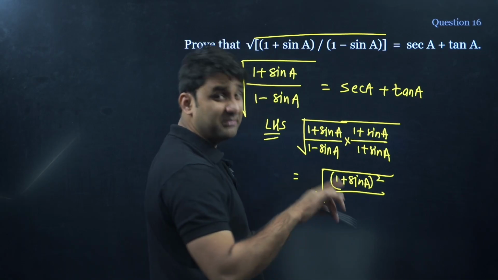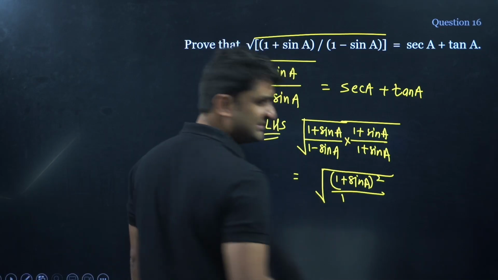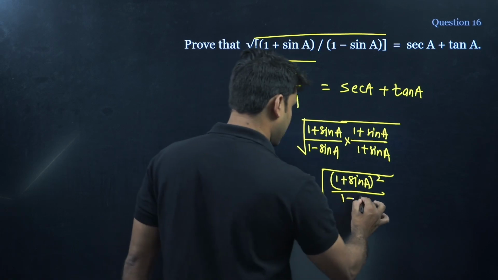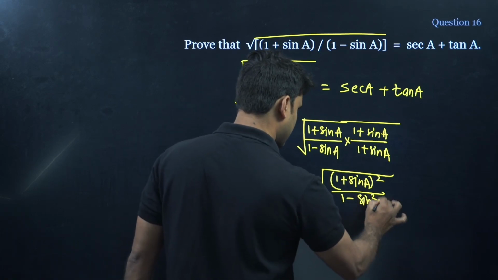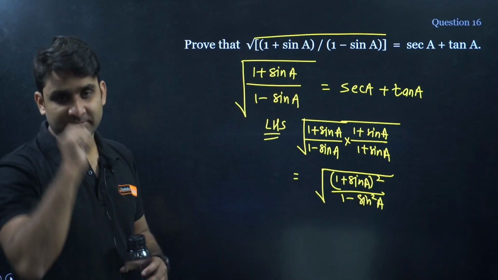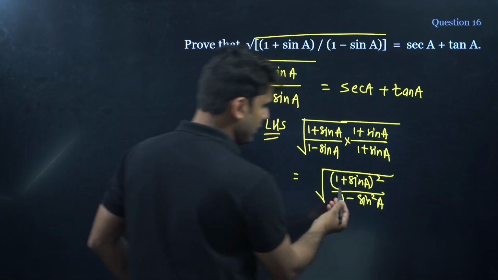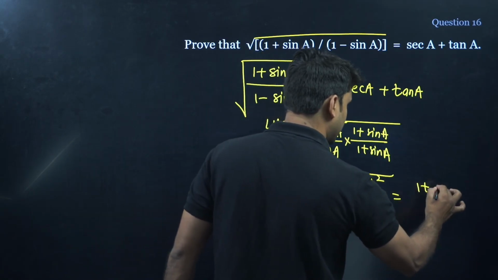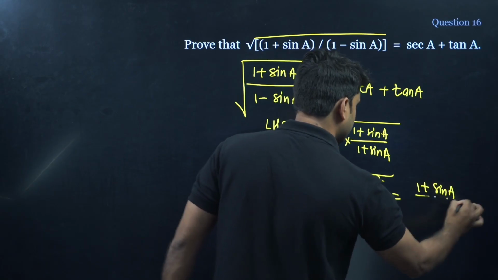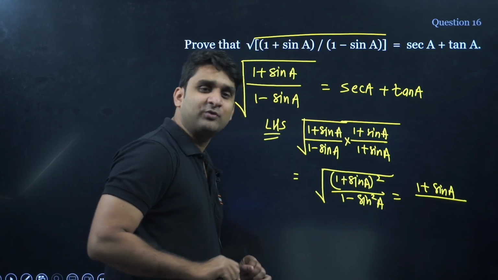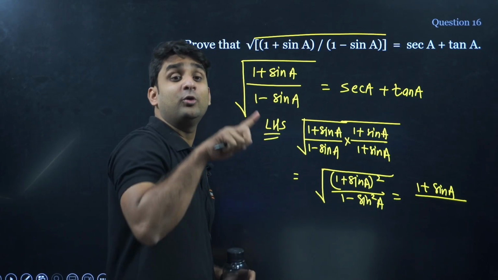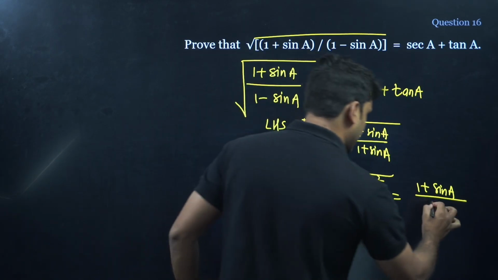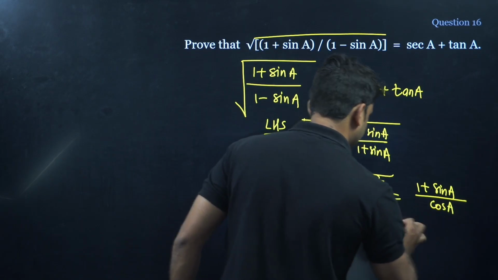So this is A plus B, A minus B. And this is an identity. A plus B, A minus B, A square minus B square. So 1 square will be 1 minus sin square A. Clear? Now, 1 plus sin A whole square, that is under root. So root will be removed: 1 plus sin A. And here we have 1 minus sin square A. 1 minus sin square A is equal to cos square A. And cos square A is under root, so it can be written as cos A.